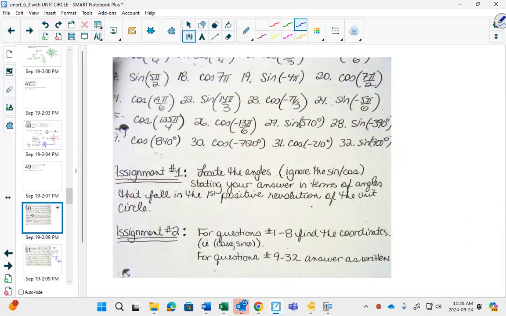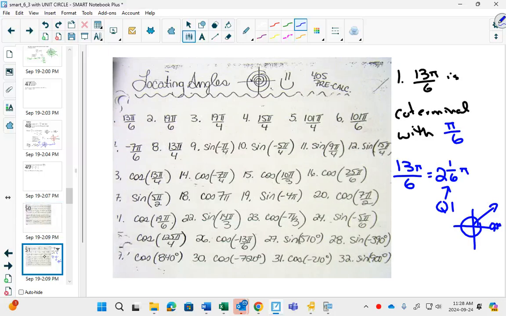And what the assignment is trying to say here is locate the angles, stating your answer in terms of the angle that falls in the first positive revolution. In other words, what is it coterminal with if you went the first time around in the positive direction? So we'll do a couple of these together.